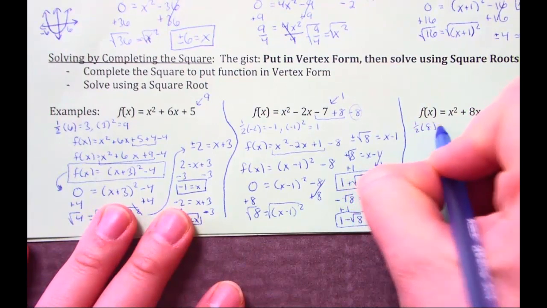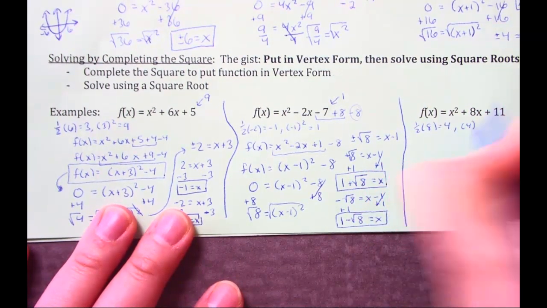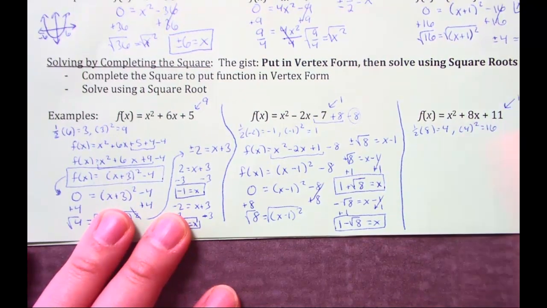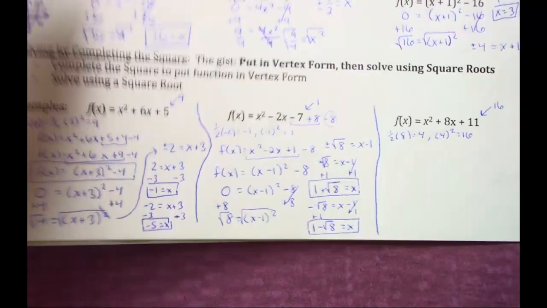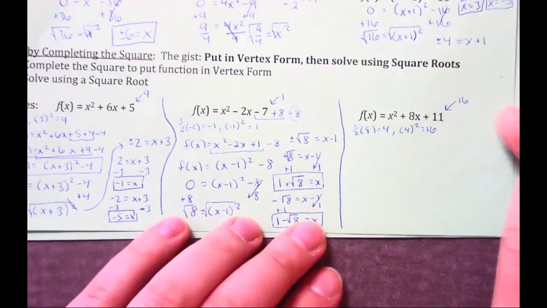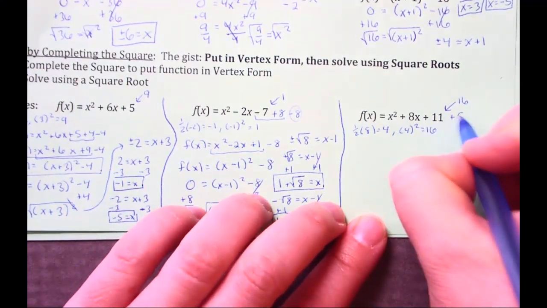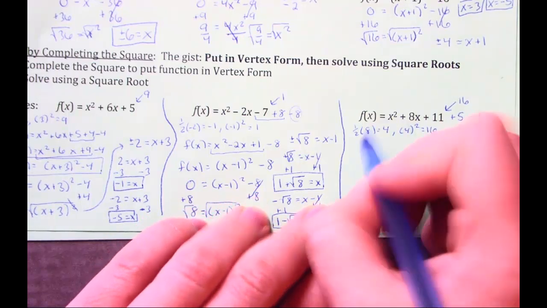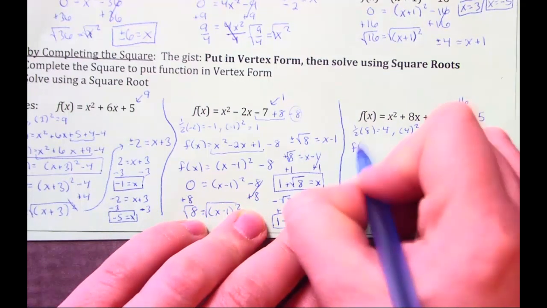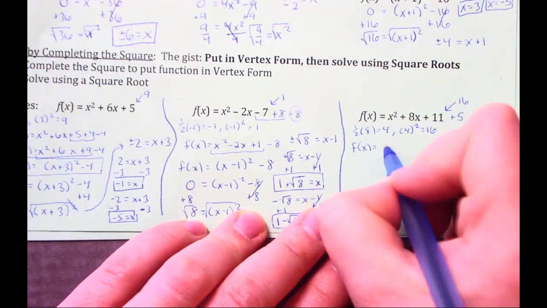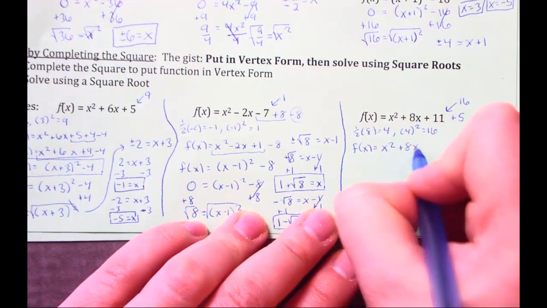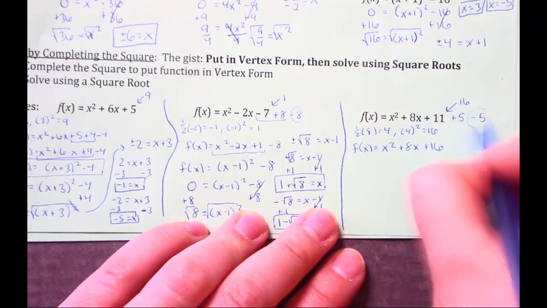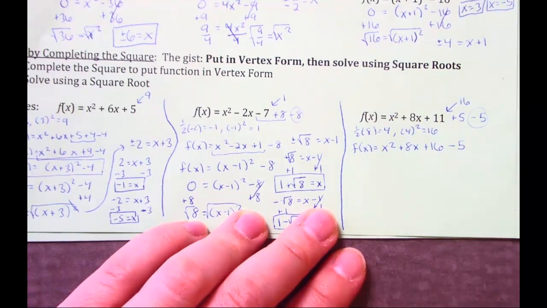Okay. And now the last one. Half of 8 is 4. If you square 4, you get 16, so that should be a 16. So to make that a 16, we're going to add 5, and then we're going to subtract 5. So when we do that, we get f of x equals x squared plus 8x. This 11 plus 5 here, that's my 16. And then I have this minus 5 hanging out there on the end.